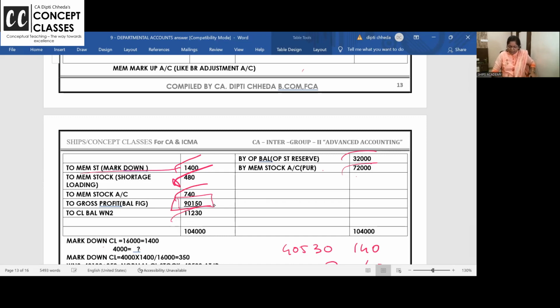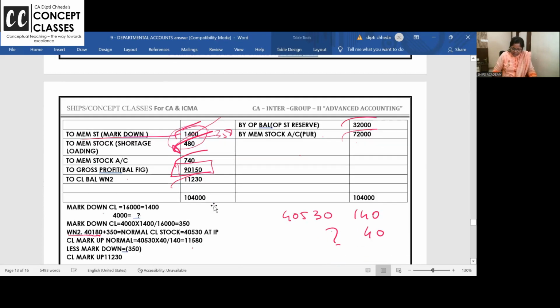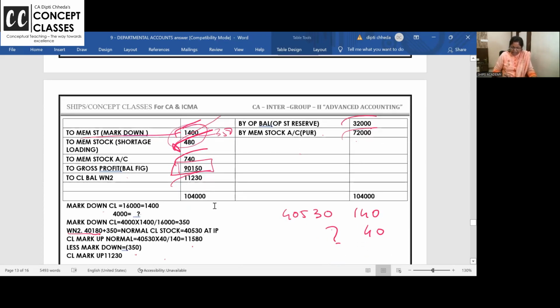Now markup account is giving you GP. ओपनिंग का लोडिंग, परचेज का लोडिंग, मार्कडाउन का लोडिंग, शॉर्टेज का लोडिंग. तो मार्कडाउन आपने 1400 किया, अभी 350 बाकी है. You can't go and cancel this. That's why we have adjusted it here. So now your closing stock is 11230 and you get the correct GP. Any doubt anyone? How did we get the working? Working note अच्छे से लिखो.